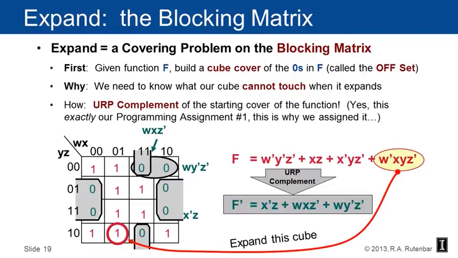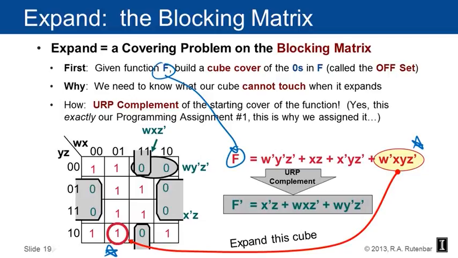So what are we going to do? We are going to build something called the blocking matrix. The first thing we're going to do is just look at the structure of the problem. First, I'm given a function f. All right, so there's my function f: w bar y bar z plus xz plus x bar y z bar plus w bar x y z bar. And that last term, w bar x y z bar, is the cube that I am going to attempt to expand, because boy, that really stinks as a cube. That's a cube that's covering exactly a single one in the Karnaugh map. That's probably not a good idea.